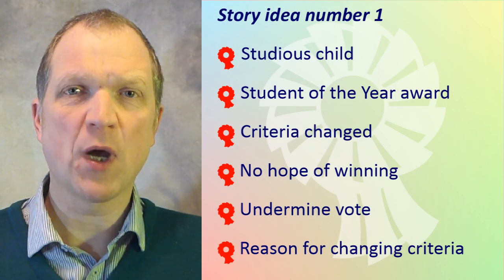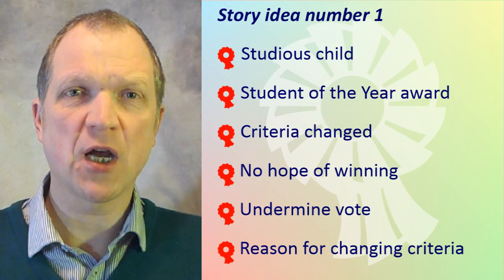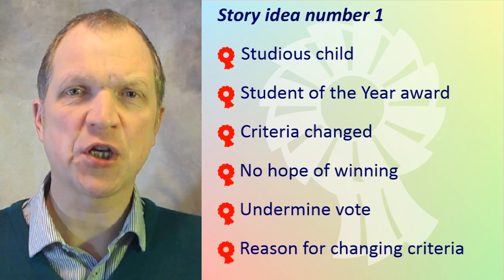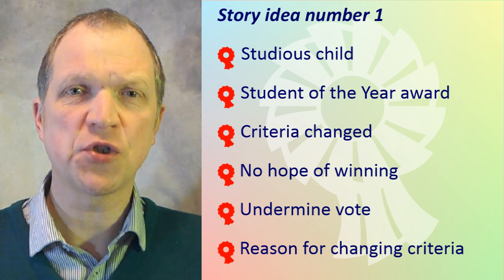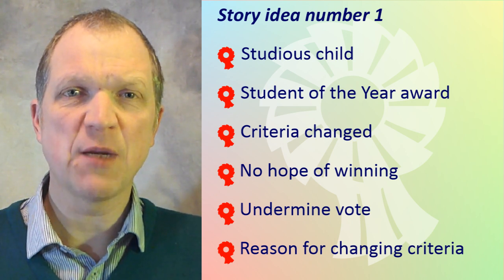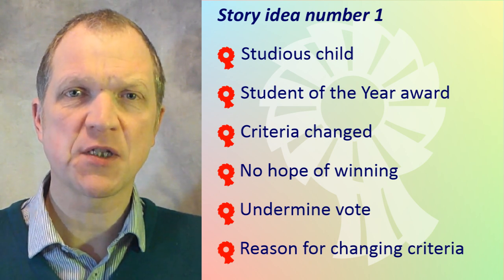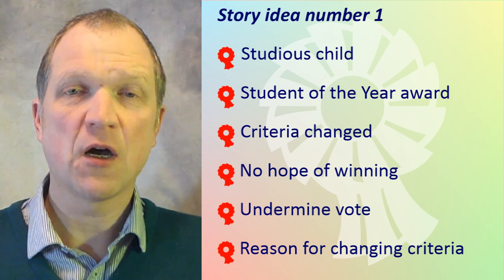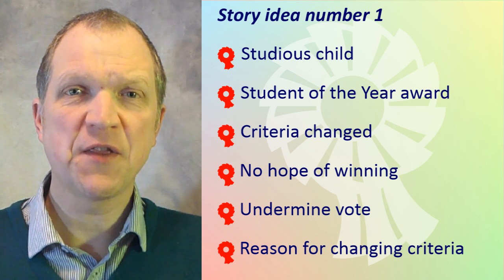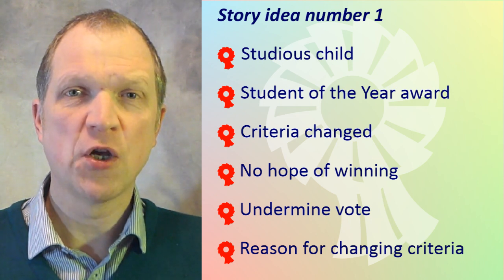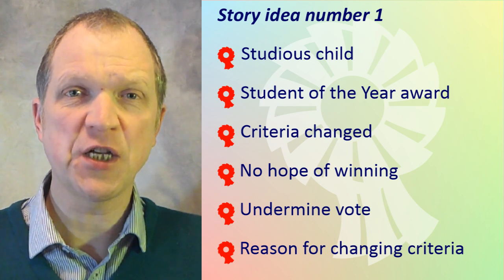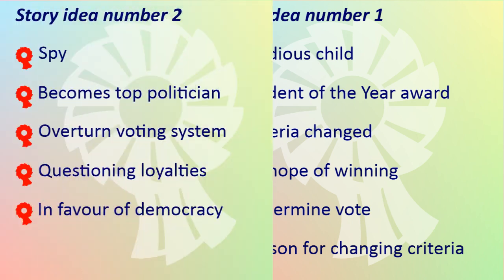Story idea number 1. A studious child is horrified when the head teacher at their school decides to change the criteria for selecting the Student of the Year award. Originally based solely on academic results, the winner of the award will now be decided by a school-wide vote. Our central character isn't popular and therefore now has no hope of winning. Do they try to undermine the vote? Do they find out why the head teacher changed the voting system in the first place?